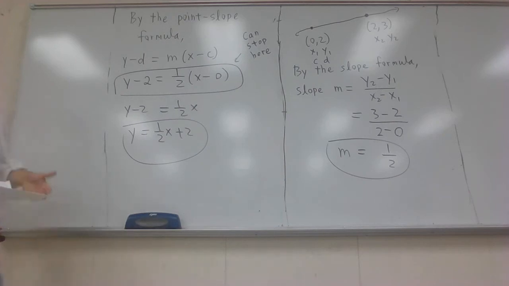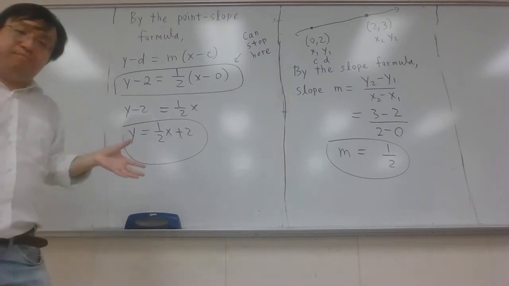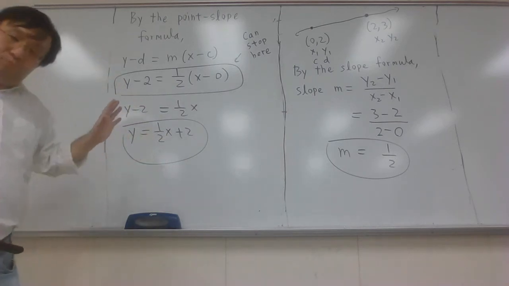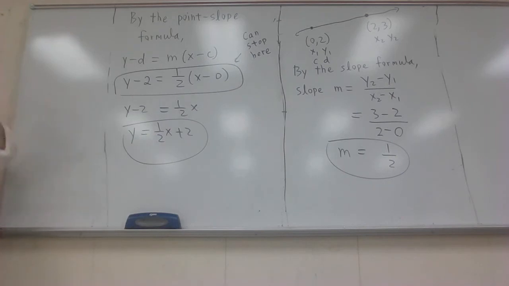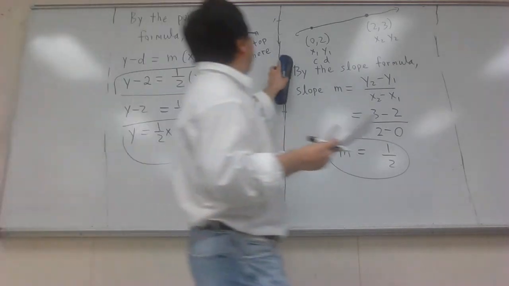Okay, and what's the second part of the question? The second part of the question is to graph that straight line. By the way, any questions? Okay, so this is the solution to the first part of the question. Any questions? Okay, no questions? Okay, so now let's do the second part of the question, which is to just graph the straight line. So to graph the straight line, this is what we can do.